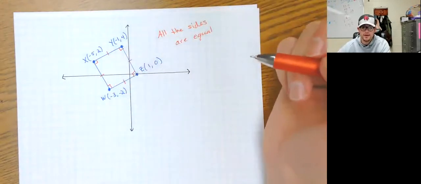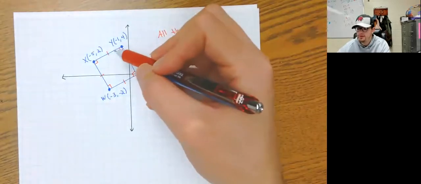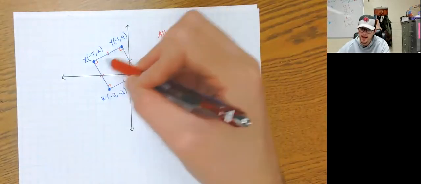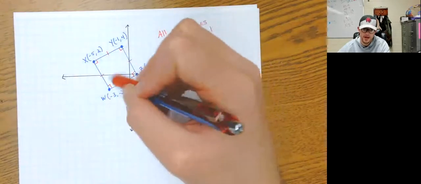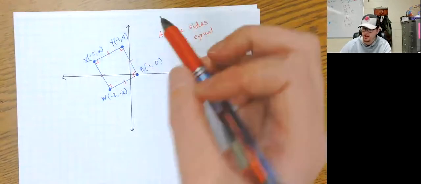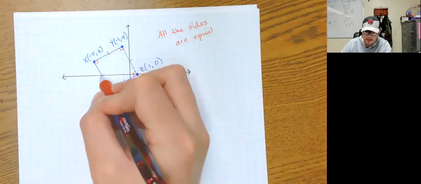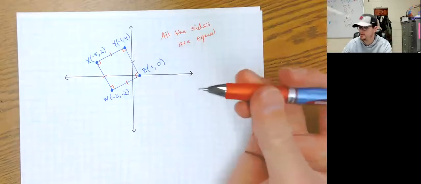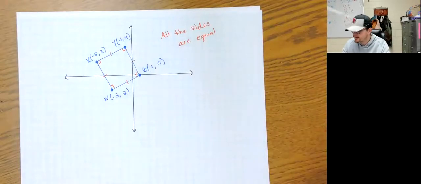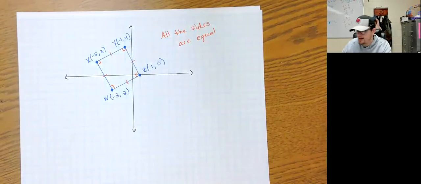So that means that I don't need to do the distance formula because these are diagonal, so I can't count it. But it means I don't need to do the distance formula 4 times. It means I only have to do it once, and whatever this one is, all of them are because it's a square. So let's do the distance formula once, and then we'll have our answers.